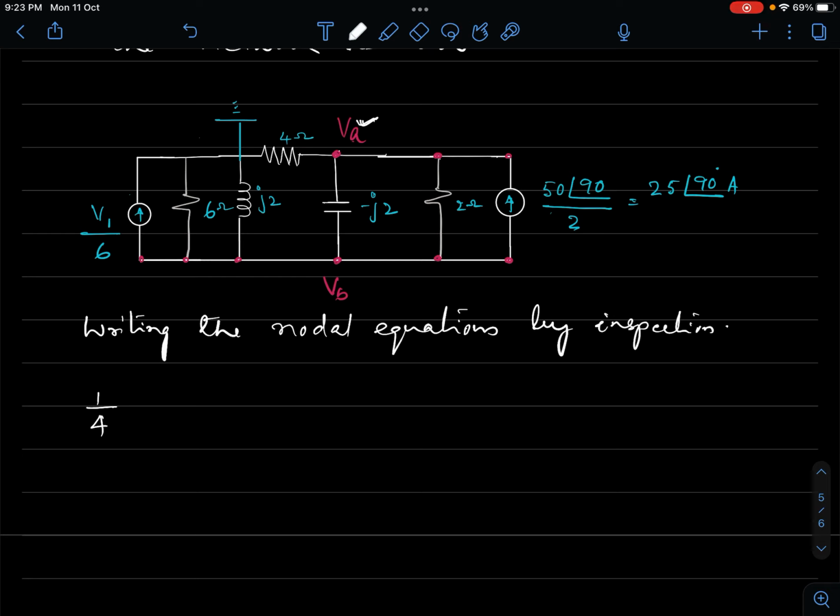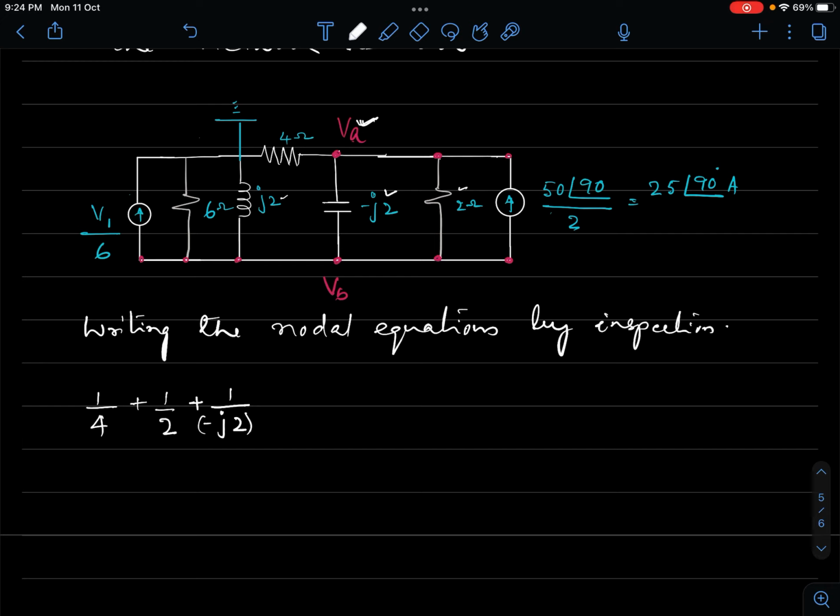Then there is this 2 ohm that is connected to VA. The 2 ohm is again connected to VA, so its conductance is 1 by 2. And minus J2 is connected to VA, so the susceptance is 1 by J2 with a negative sign. Rather, it is plus 1 by minus J2. We can put it this way.